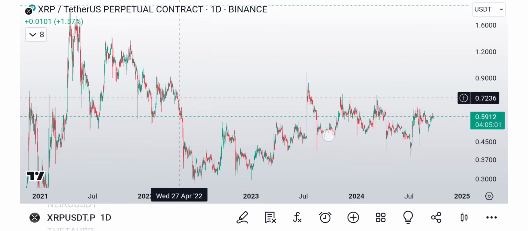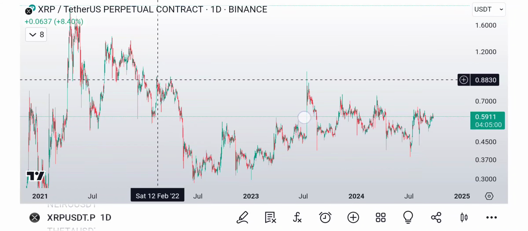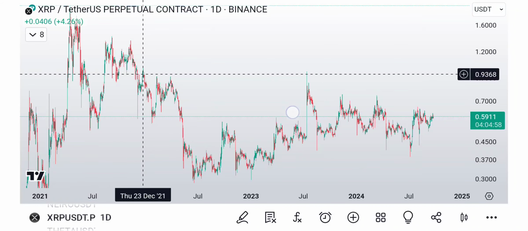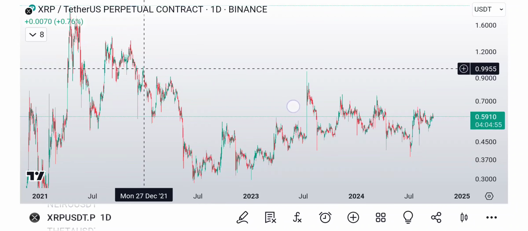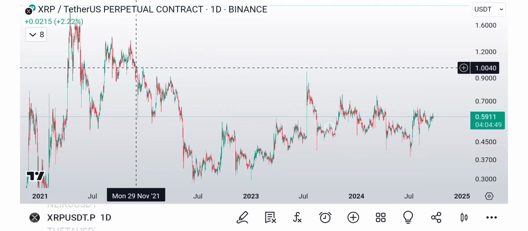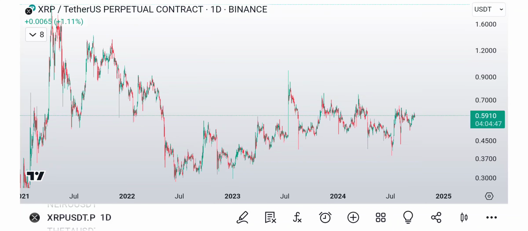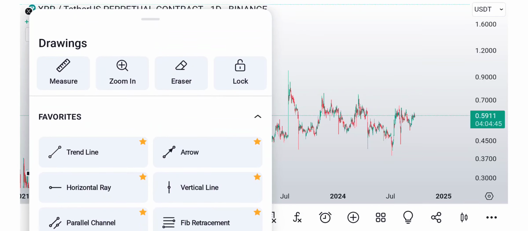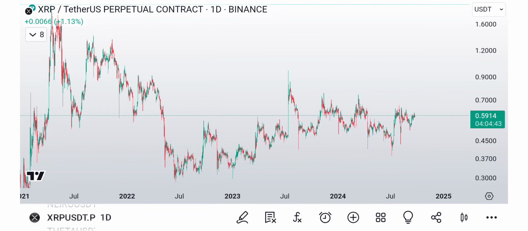It hasn't been $1 since December of 2021, or we'll say November, December of 2021. So we got 22, 23, 24. So that's coming up on 3 years. XRP hasn't seen $1 in almost 3 years.